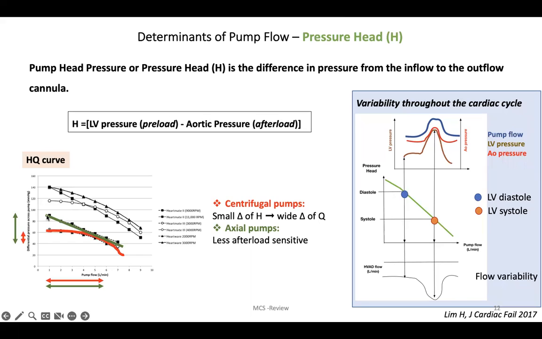In green, you have the line for the HeartMate 2, which is an axial pump, and it's almost a straight line. And for the same variation of flow, you have much higher variation of the pressure head. So that's really important to understand. And the pressure head varies through the cardiac cycle.